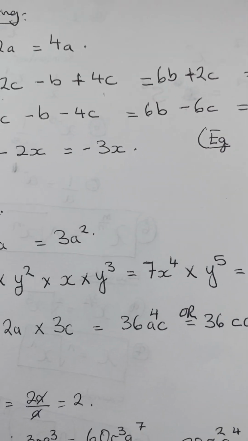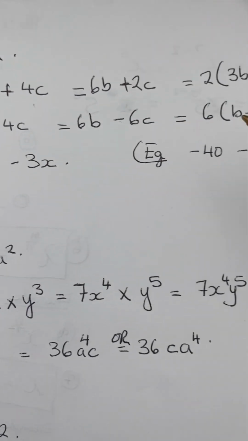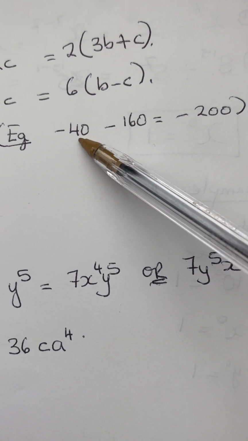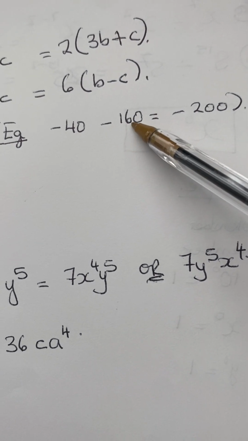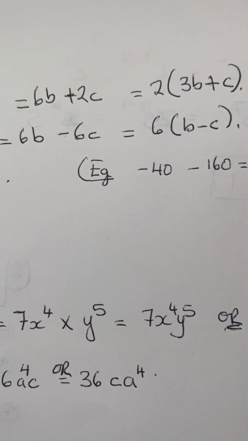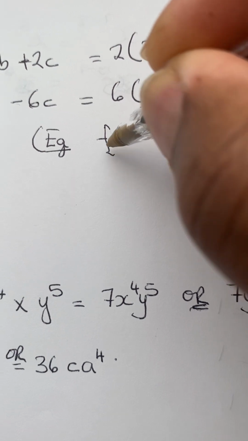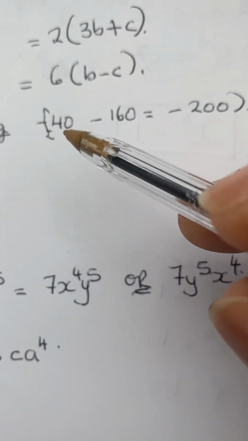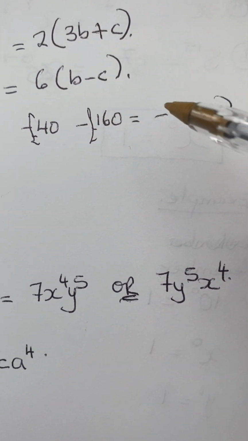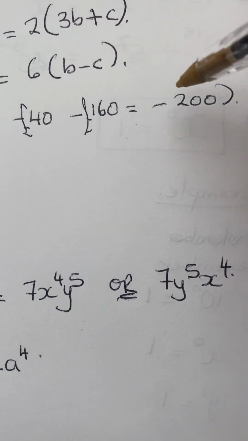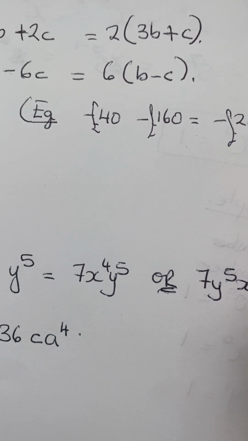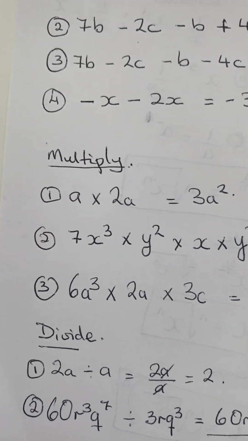Okay, so as I explain this, I have this example: minus 40 minus 160 is minus 200 pounds. So assuming it was in your account, you are in the red 40 pounds. Okay, and then you go for another 160 pounds. Now you owe 200 pounds overdraft. Okay, so that is it.